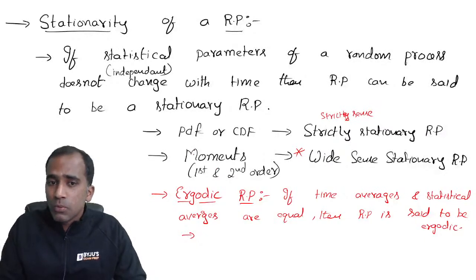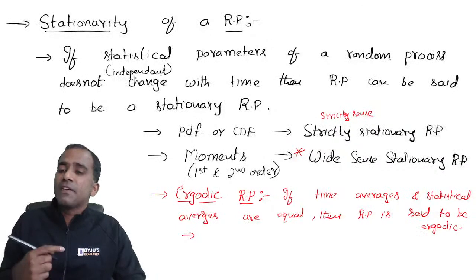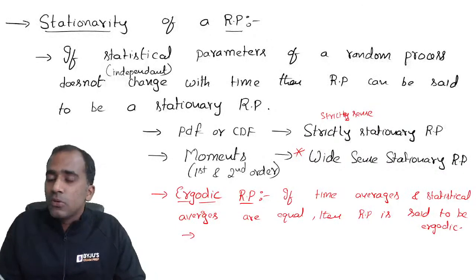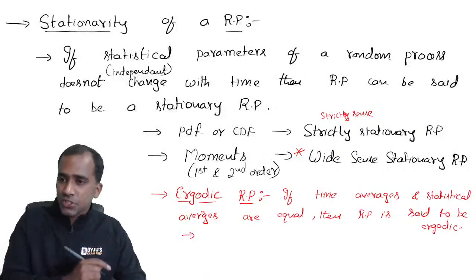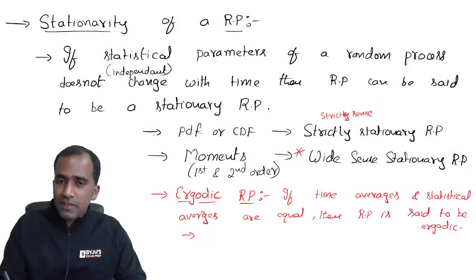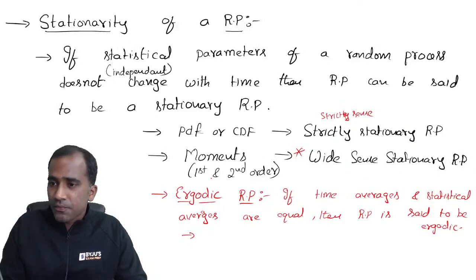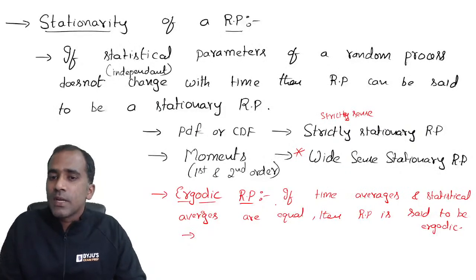Statistical averages means the moments. If the first order moment, let's say the mean value, is the same as what you get if you average the random process for the last half an hour, that is an ergodic random process. Similarly, for the second order moment, the mean square value, you square all the values for the last half an hour and average them. If you can also find the second order moment using the PDF or CDF, and both match, that is what is an ergodic random process.